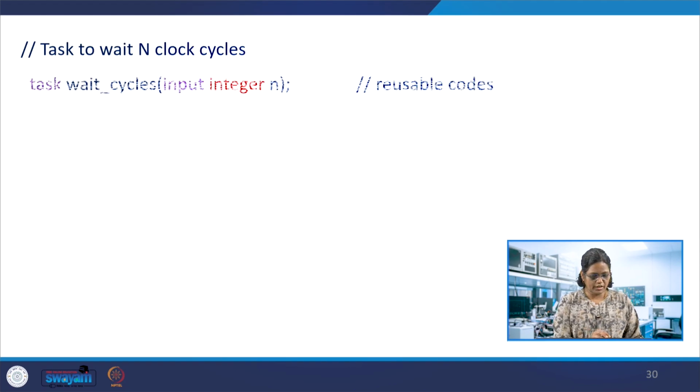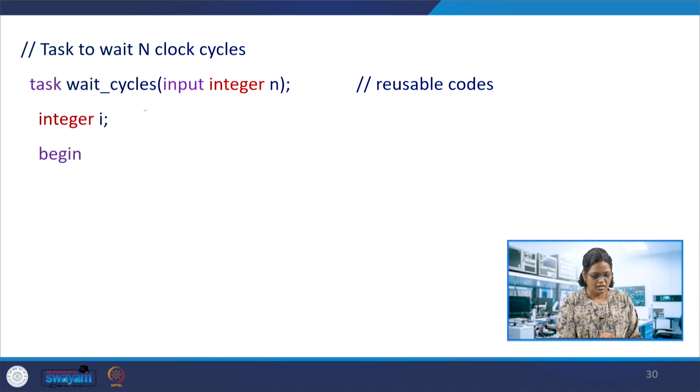The only thing I would like to give you here is the task operation. The task wait_cycles takes an input integer n. These are reusable codes, so a task can be used to perform the same thing again and again. Let us see how we have used this reusable code.